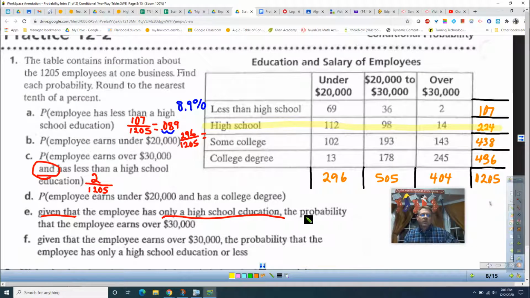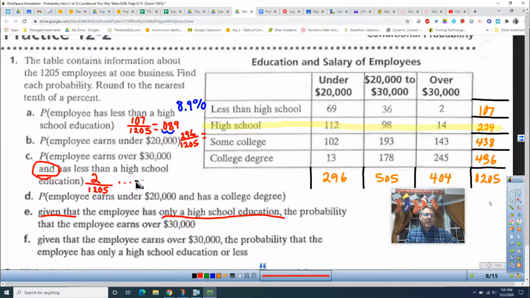What's the probability that the employee earns over $30,000? Well, hey, we went up to 14, and so the odds are a little bit better. If you notice, the more education, the odds are, no guarantees in this world, but the odds are a little bit better that you make a little more money. So 14 out of 224. So 14 over 224.